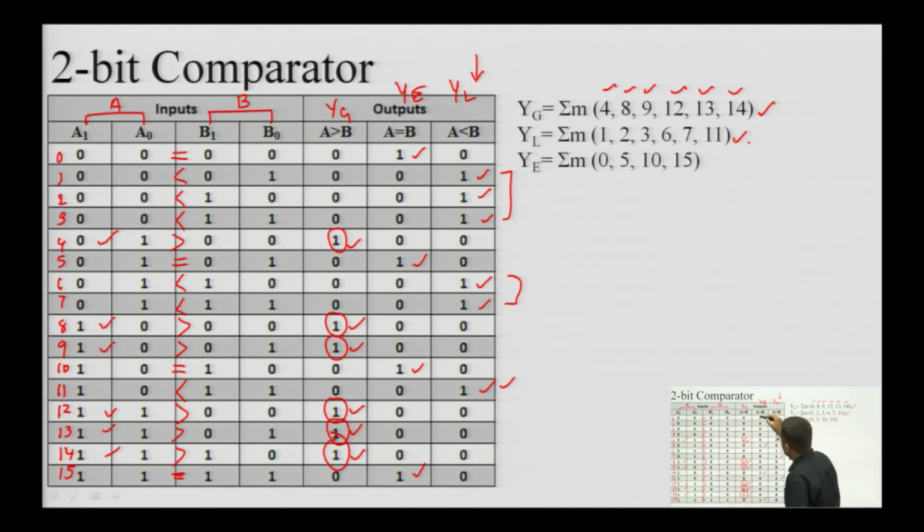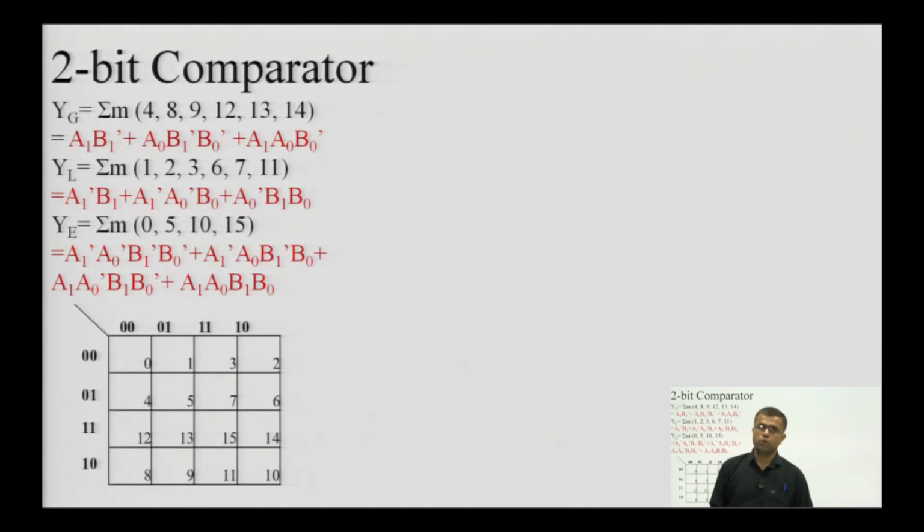Similarly, A equal to B at 4 places, which are 0, 5, 10 and 15. So, these are the min term expressions. These min terms can be fed into a K map.